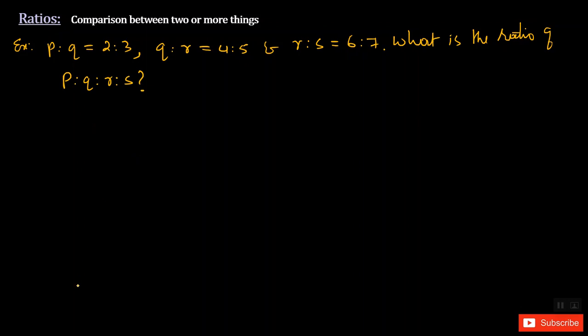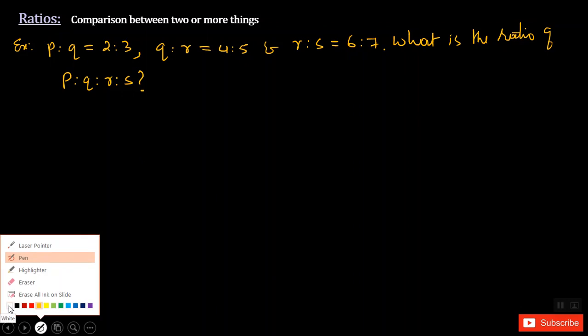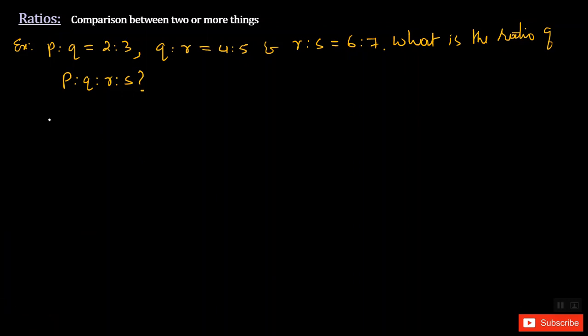So in general, this is how we can solve. Let me write it in this way. I can write the ratio of P is to Q as 2 is to 3. Then we can write here Q is to R is 4 is to 5, and then R is to S is 6 is to 7. I'll tell you the shortcut here. To find the ratio of P is to Q is to R is to S, you can do it here.